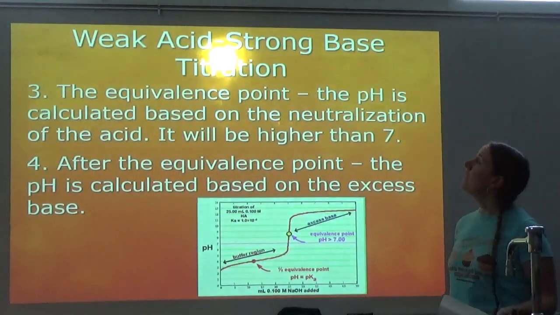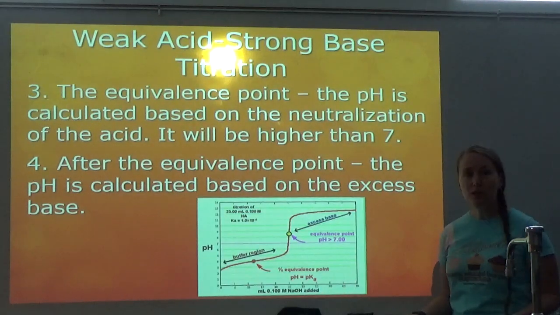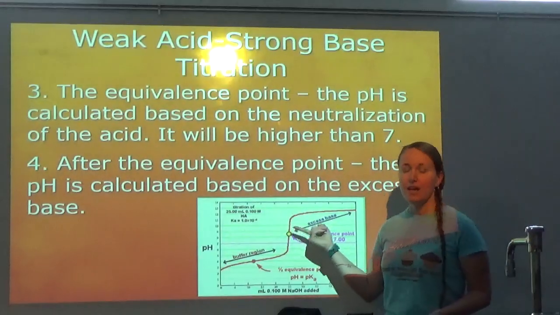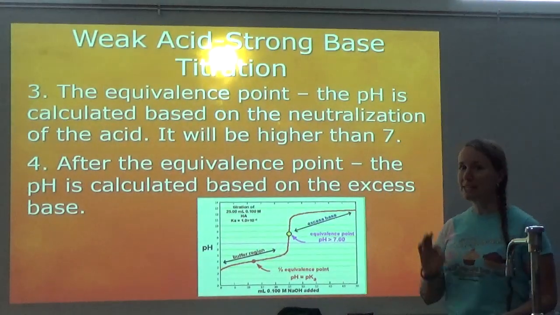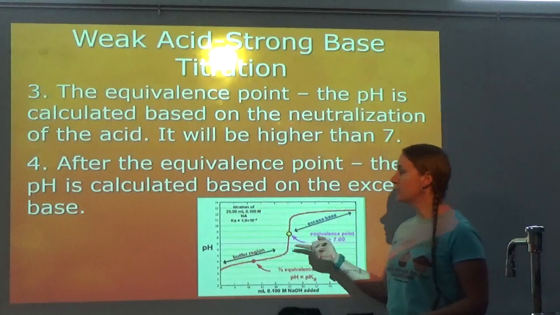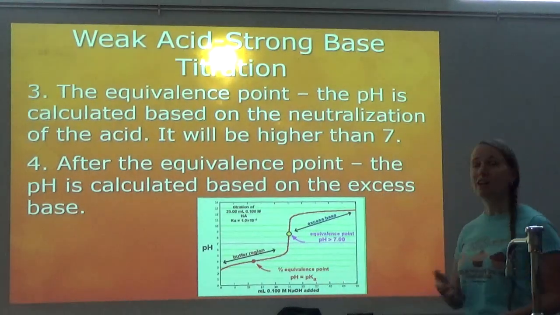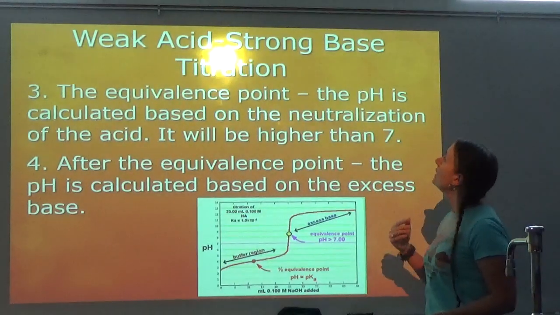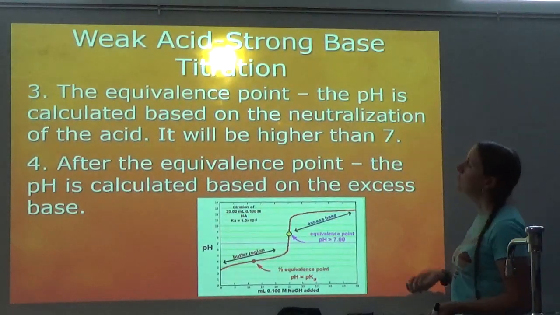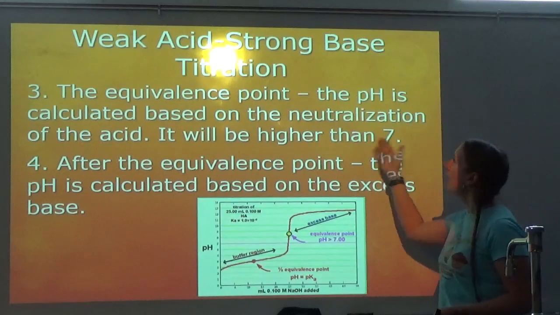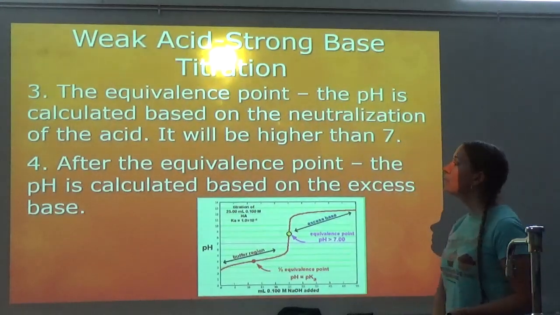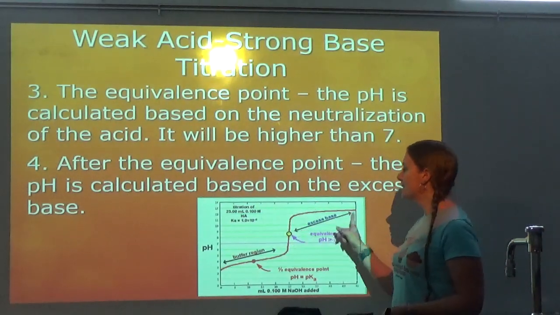All right, and then you have the equivalence point. Now remember, if you have a weak acid and a strong base, the equivalence point will be greater than 7. If you have a weak base and a strong acid, your pH at the equivalence point will be less than 7. If you have strong, it's 7 exactly. So at the equivalence point, the pH is calculated based on the neutralization of the acid. It will be higher than 7 for weak acid, strong base. After the equivalence point, the pH is calculated on the excess base only.